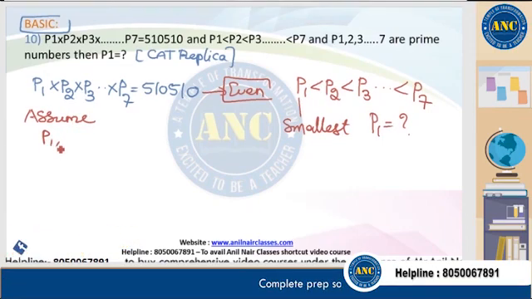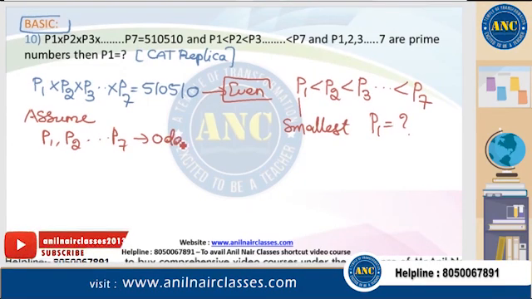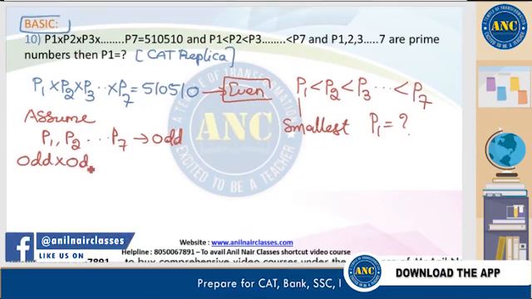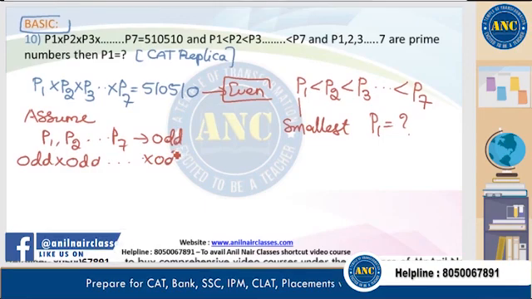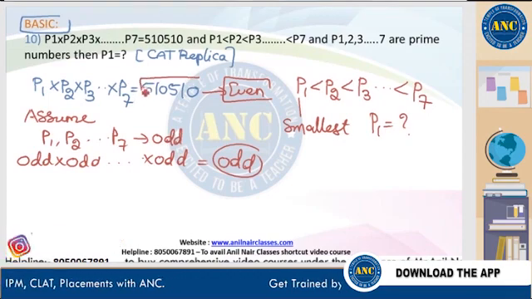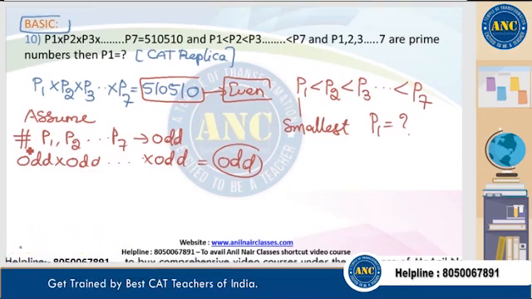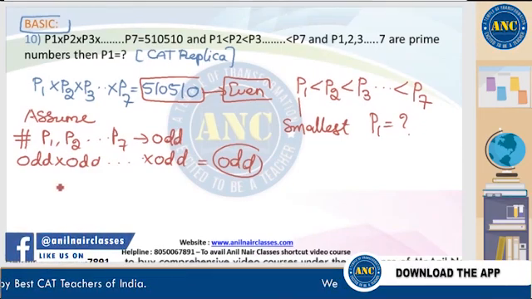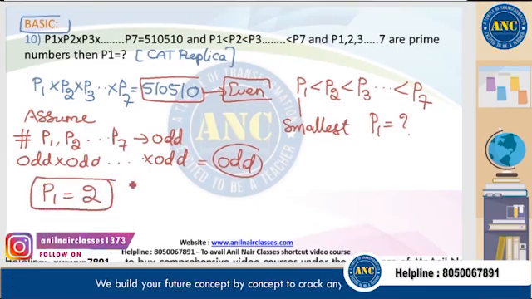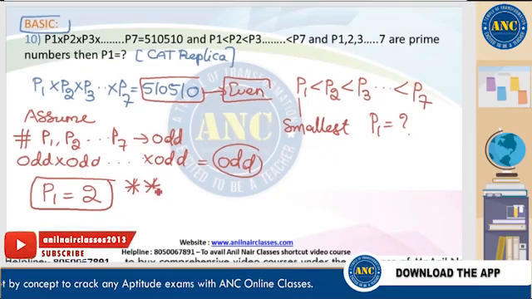Assume all P1, P2 till P7 are odd. What is odd into odd, 7 times, and so on? Odd into odd, any number of times, is odd. But 510510 is an even number. All the 7 cannot be odd, and only one even number is possible. The lowest prime number which is even is nothing but 2. So the answer for this question is P1 is 2.